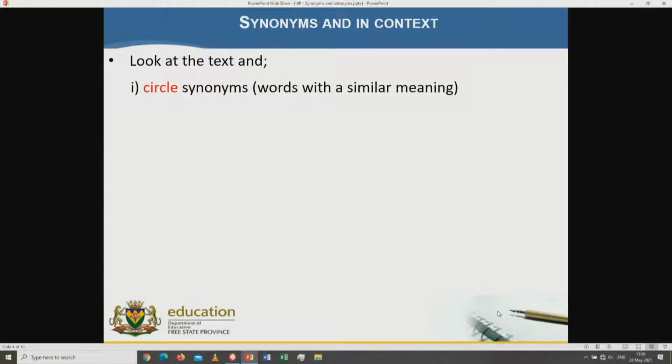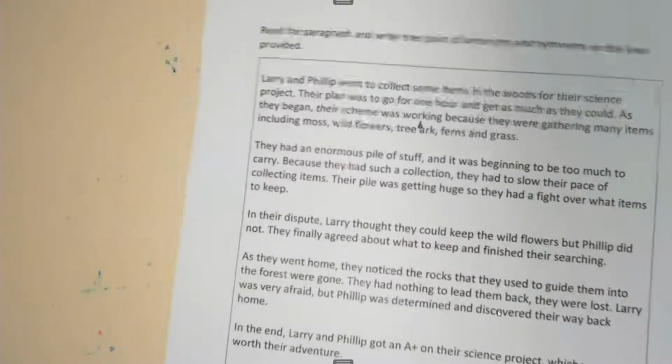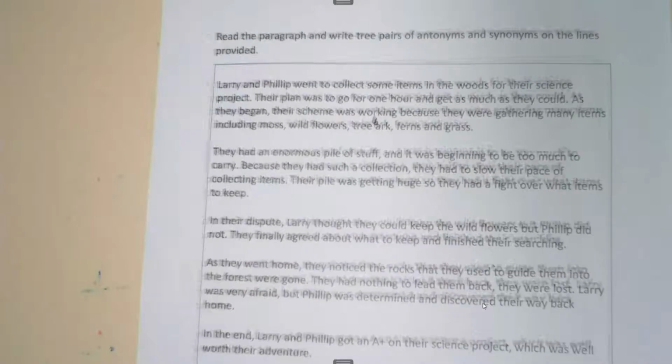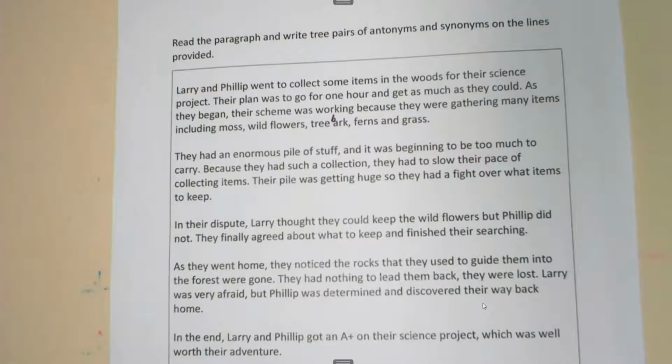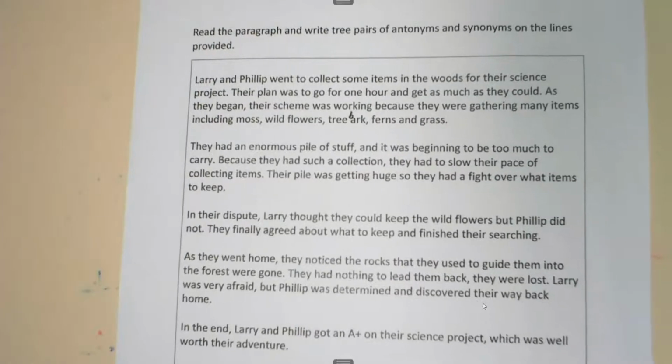Now, from that text, I'm going to ask you to circle the synonyms. You are going to circle all the synonyms from that text, the 3 pairs of synonyms. And then you are also going to underline the antonyms. Now, let's listen to the instruction carefully, because this is how we are going to start it.